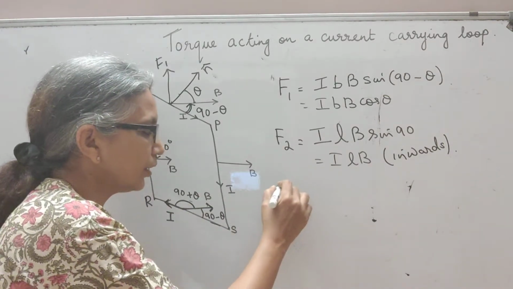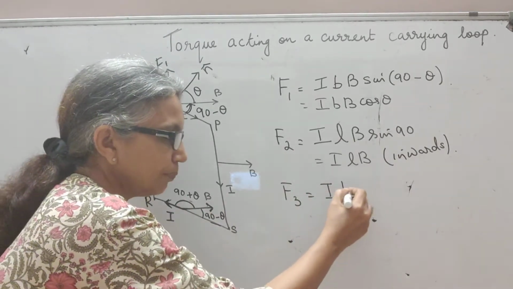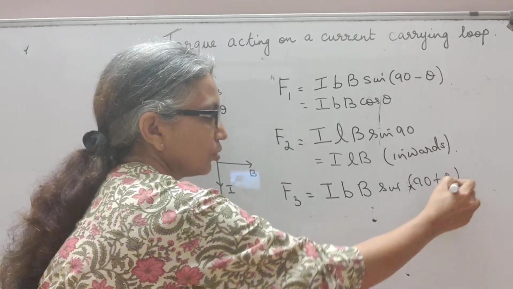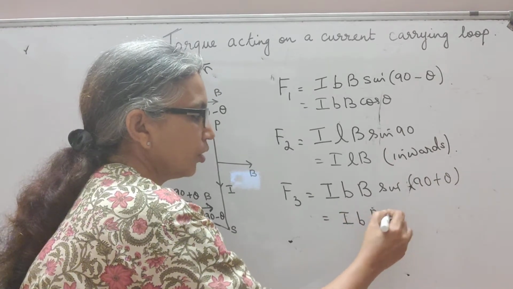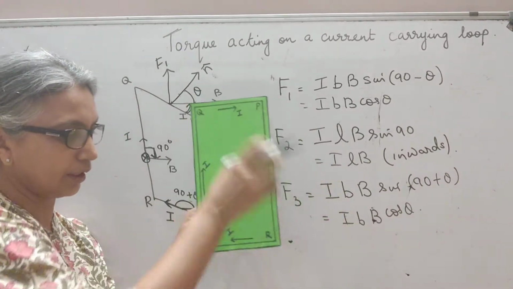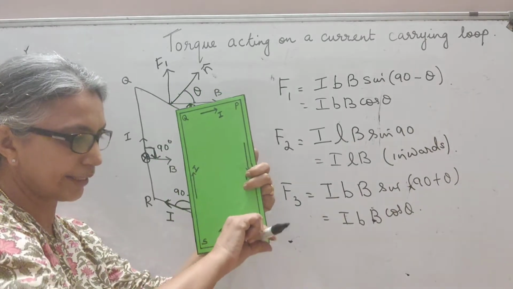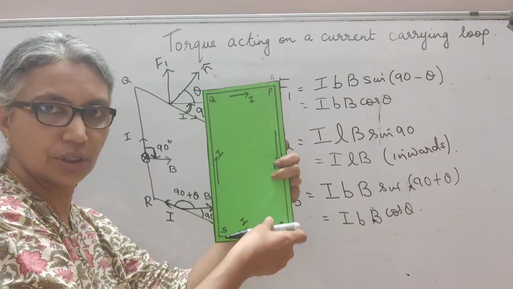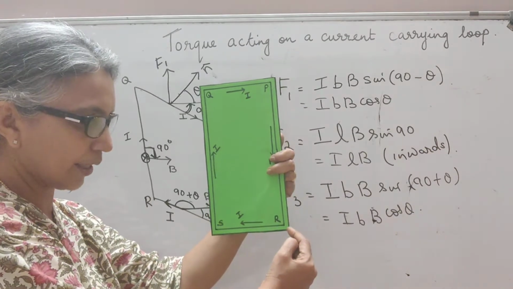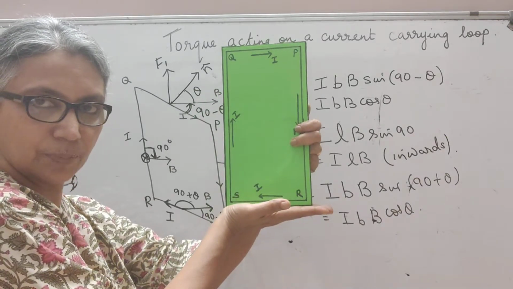So now I'm going to write that force as F3, going to be I, length of the conductor is the breadth of the coil b, capital B, sin 90 plus theta, which is also going to be I b B cos theta. Let us look at the direction. So we have a coil here like this. This is the breadth of the coil. So your current is in this direction and the magnetic field is in this direction. So you will see that the breadth of the coil is like this, small b. Capital B is also like this. So the plane containing small b and capital B is this horizontal plane.